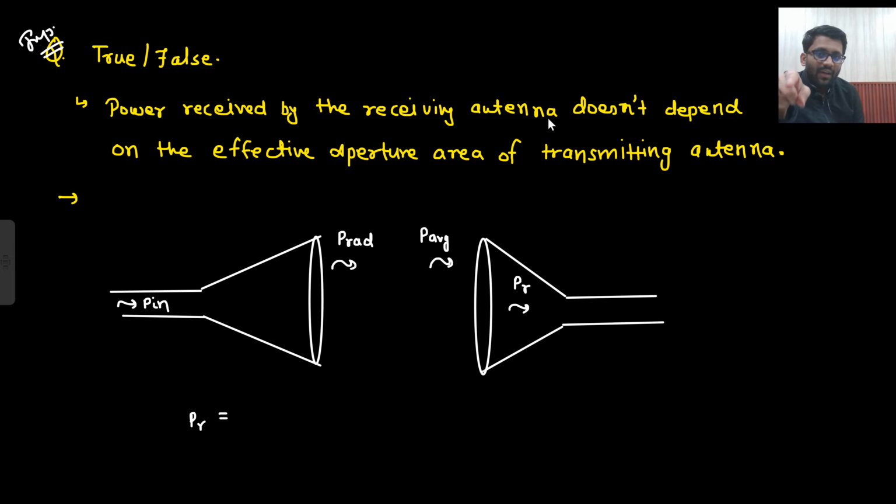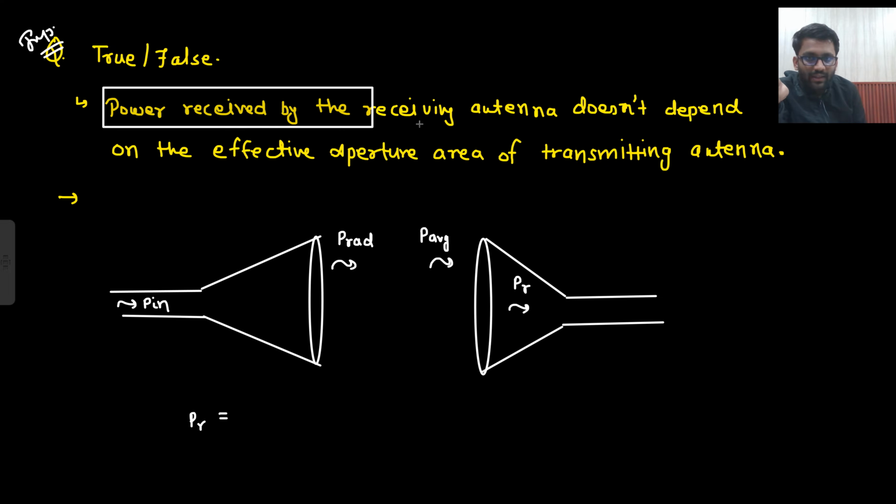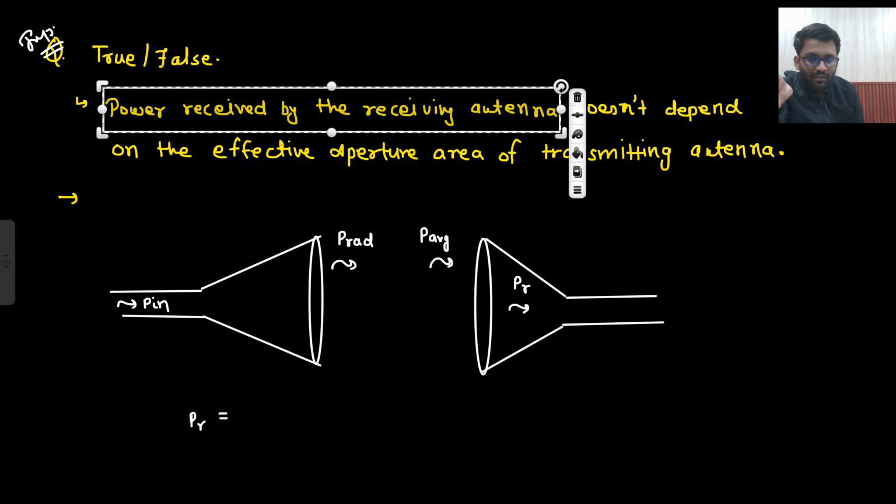What they are saying is, power received by the antenna. They are not saying power received by the load. So now we are not caring about this part. We are caring only about the antenna. The antenna is receiving this much power. What is happening after the transmission line, we don't care. So I need to write down this PR.